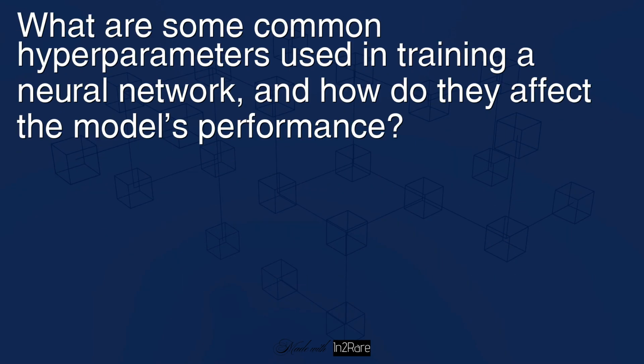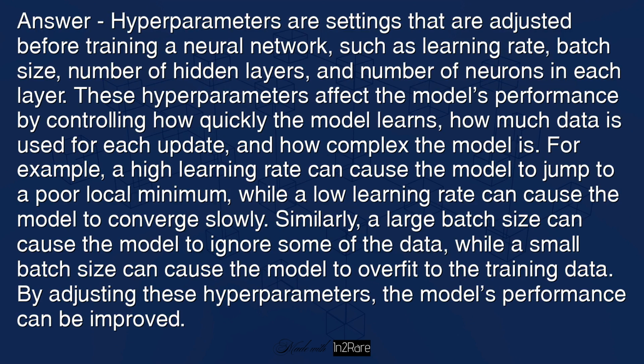What are some common hyperparameters used in training a neural network, and how do they affect the model's performance? Answer: hyperparameters are settings that are adjusted before training a neural network, such as learning rate, batch size, number of hidden layers, and number of neurons in each layer. These hyperparameters affect the model's performance by controlling how quickly the model learns, how much data is used for each update, and how complex the model is.